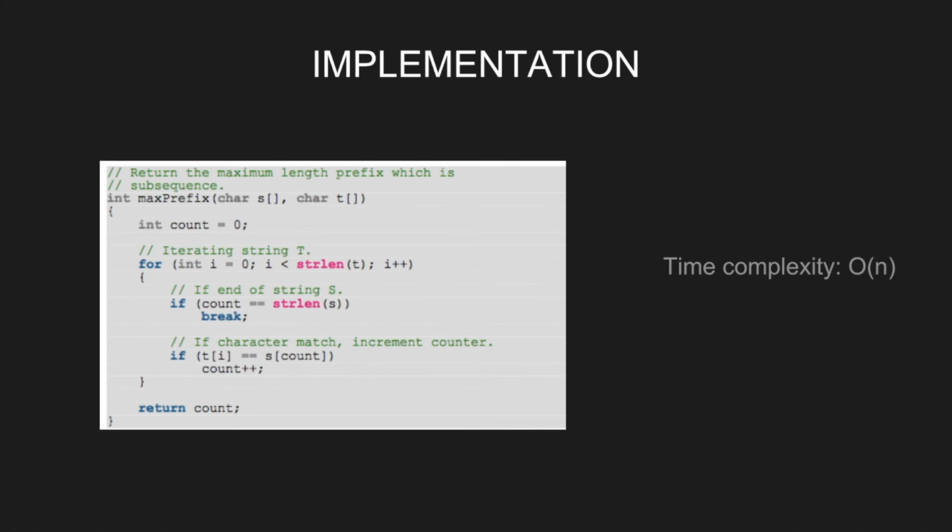Now let's have a look at the implementation. Define count as 0. Iterate over string t. If we reach the end of string s, that is if count is same as string length s, break. And if characters match, increment counter. That is if t[i] is same as s[count], do count++. Finally, return the value of count.